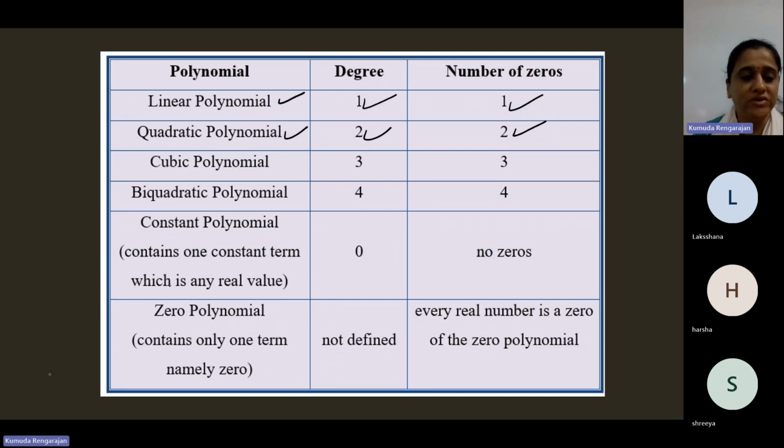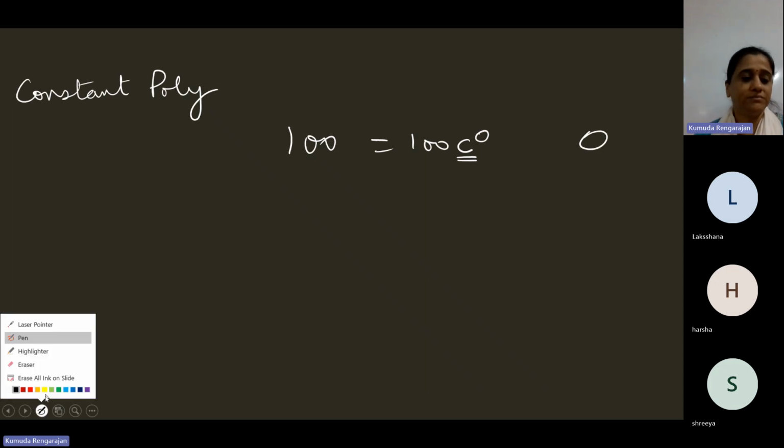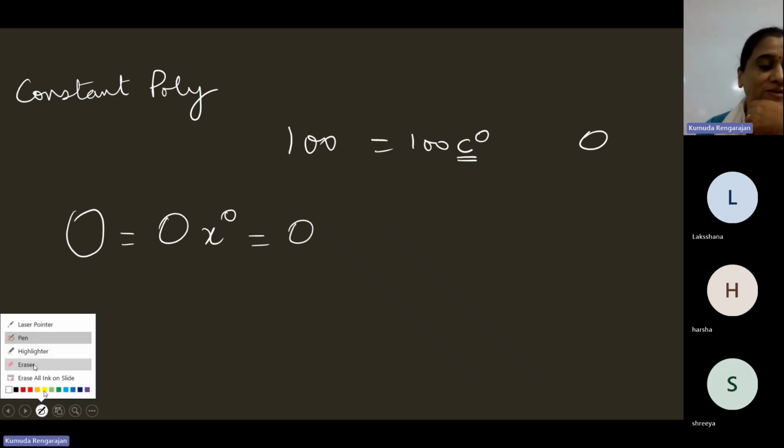It contains one constant term, which is any non-zero real value. All right. Now we'll understand this one. Degree of a 0 polynomial. It contains only one term, namely 0. Ready? Now we're trying to understand the degree of 0. There's no variable. So we're going to write 0 as 0x to the power 0. But you can also write it as 0. See, 0 can be written in different ways.